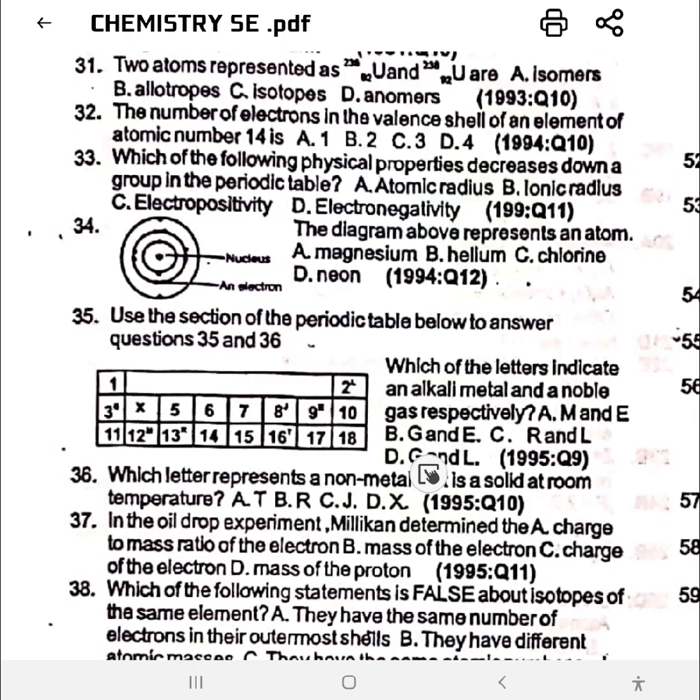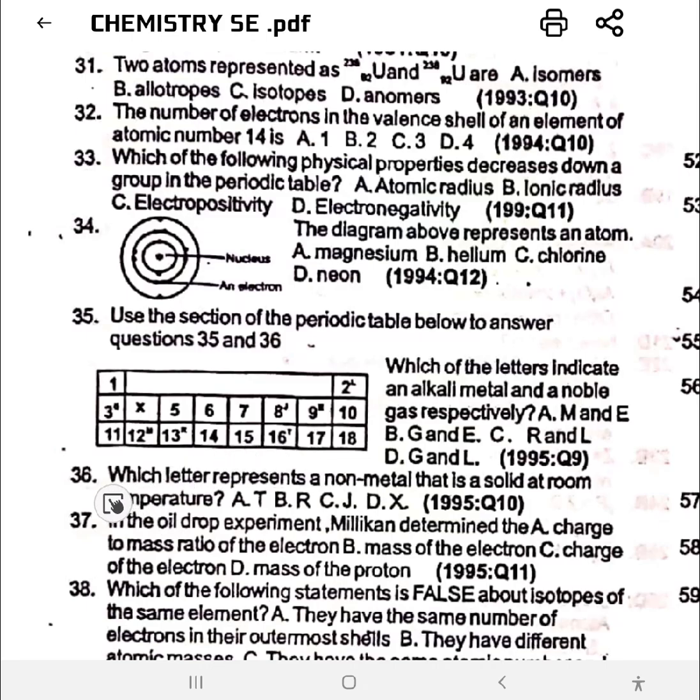G and L. 36. Which letter represents a non-metal that is solid at room temperature? Let us see. It's T. This place here. 36 is option A. Why do I say it's T? Sulfur is a non-metal solid at room temperature, and 16 is for sulfur.